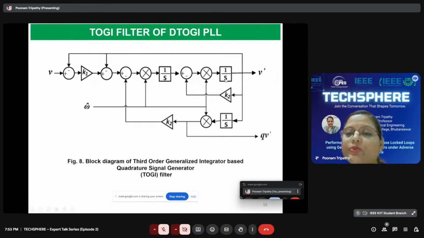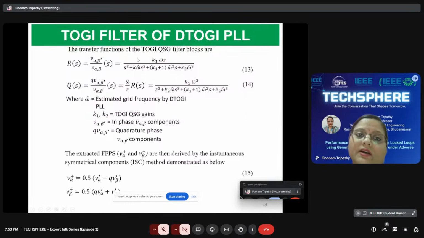Though due to the use of three integrators, the TOGI filter exhibited better, enhanced harmonic rejection capability than that of the SOGI based filter, but still it was not capable of eliminating the effect of the DC offset. So these are the transfer function equations of the TOGI based filter, and K1 and K2 represent the TOGI gain.